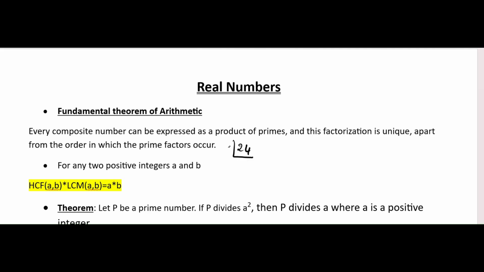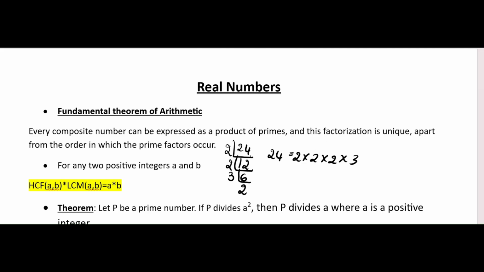Let us factorize. 2 ones are 2, 2 twos are 4. Next, 2 sixes are 12. Then 3 twos are 6. Okay, so 24 can be expressed as 2 into 2 into 2 into 3. So here 2 and 3 are primes.